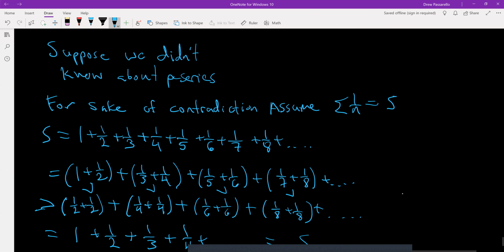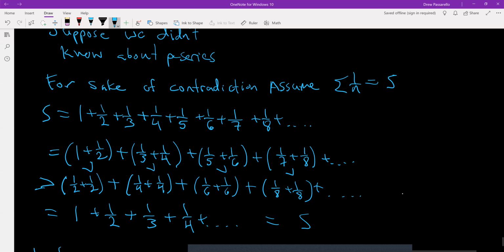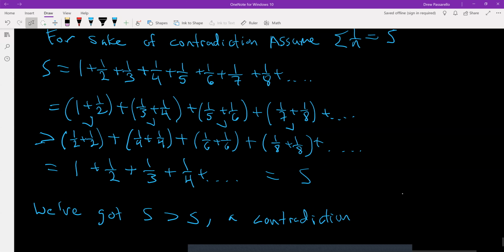Okay, so that's one of many proofs to show that the harmonic series diverges. I like this one because I think it keeps it simple enough. Okay.